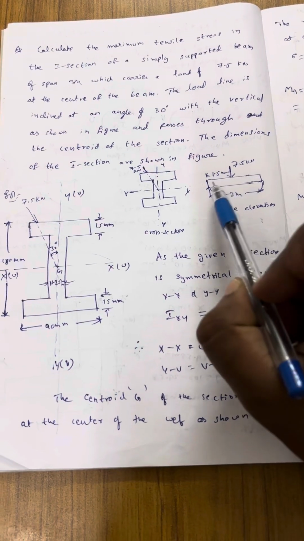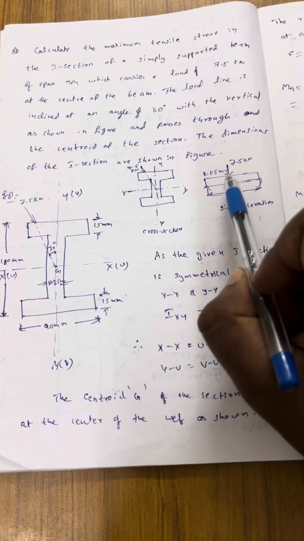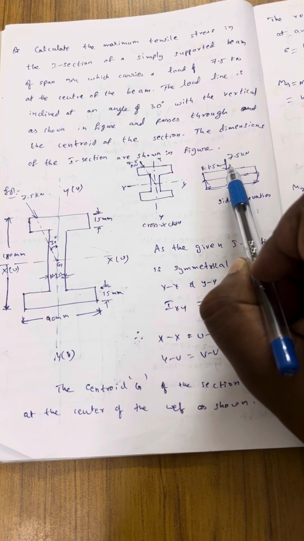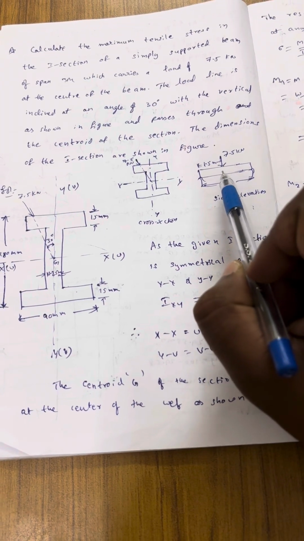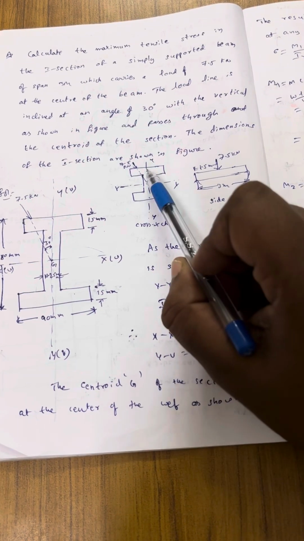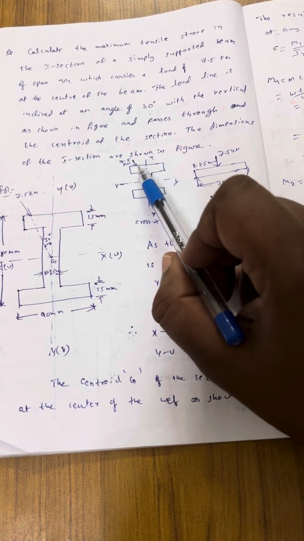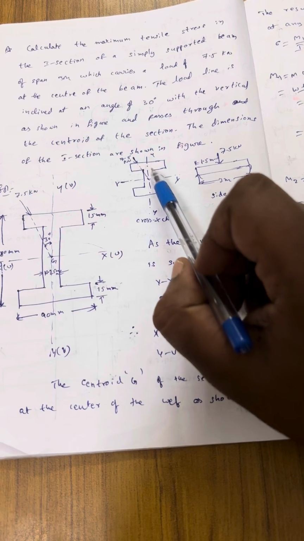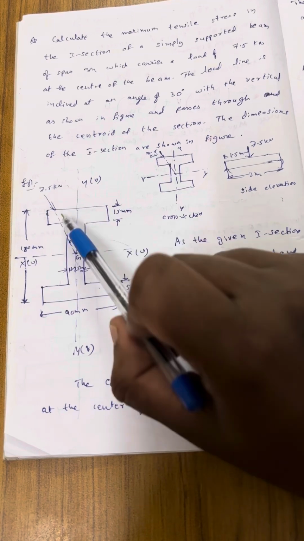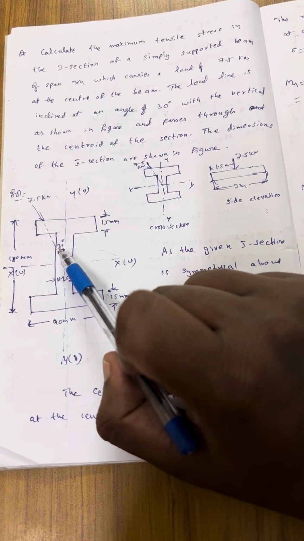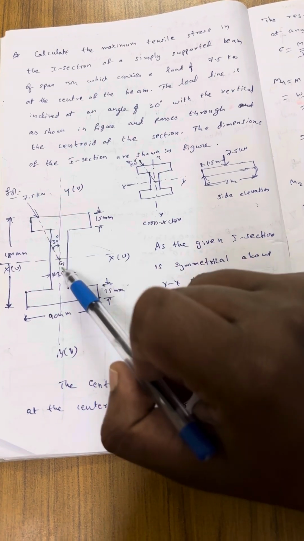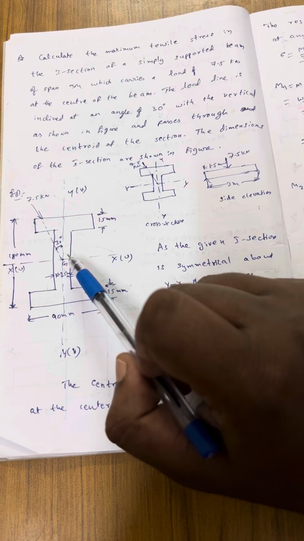It is of span 3 meters, which carries a load of 7.5 kilonewton at the center of the beam, means 1.5 meter. Then the load line is inclined at an angle of 30 degrees. You see it is a side elevation, so we can't see the inclination. If you see this view, we can see the load inclination. 7.5 kilonewton is inclined at an angle of 30 degrees with the vertical as shown in the figure, and passes through the centroid G of the I section.